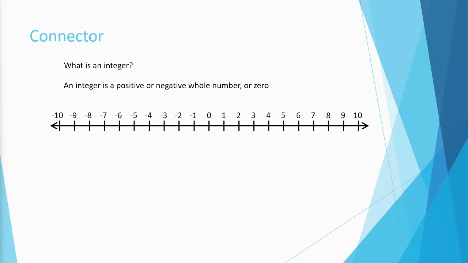So let's think back. What is an integer? Now, if you're unsure, you can click on the card above and look at the previous directed numbers video. But an integer is a positive or negative whole number or the number 0, because 0 is neither positive nor negative. So here's our number line, and all of those are integers, and they go on forever into the positive, and they go on forever into the negative. So some examples are 4, -5, +8, and 0.